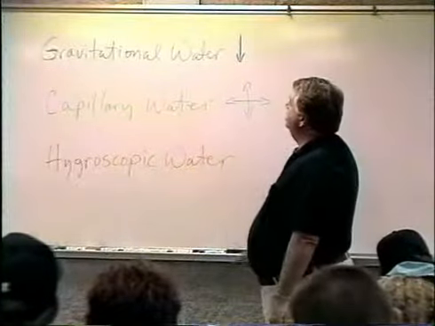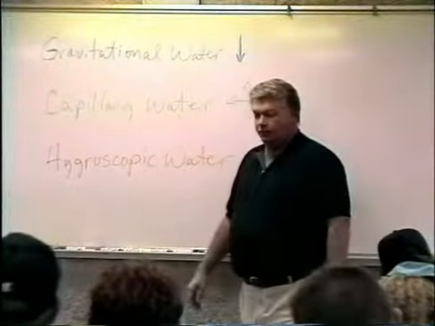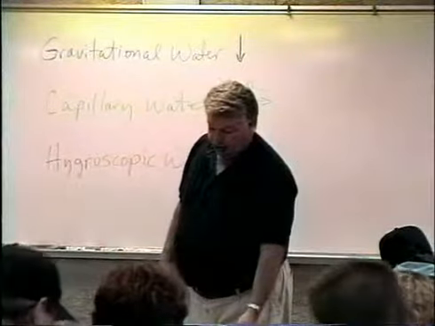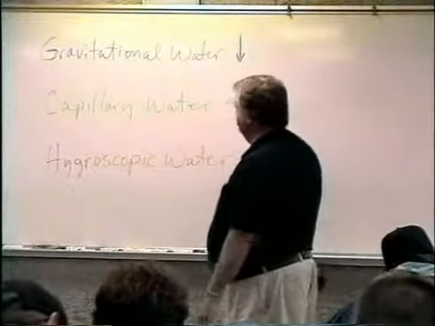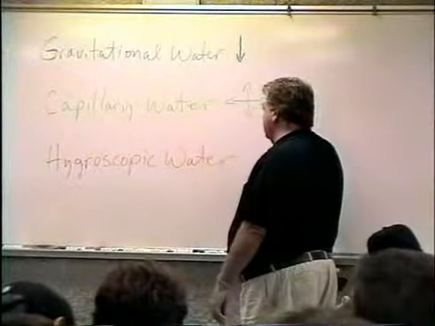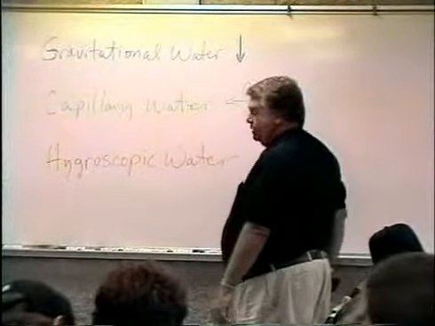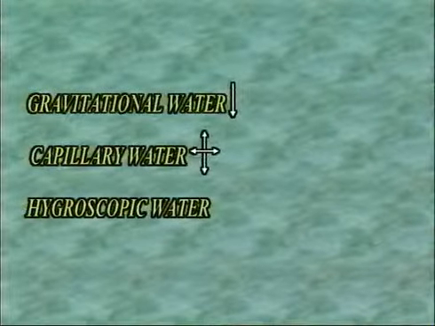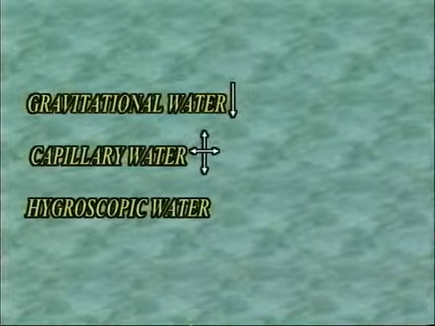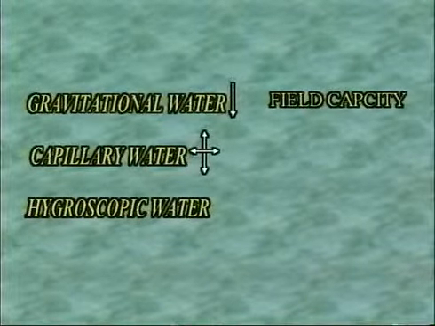Now every kind of plant has a different capability there. And we'll look at that in just a minute. Now there is a point between gravitational water and capillary water where we have a thing we call field capacity. So in here, in this area, I'll do it over here, we have field capacity.